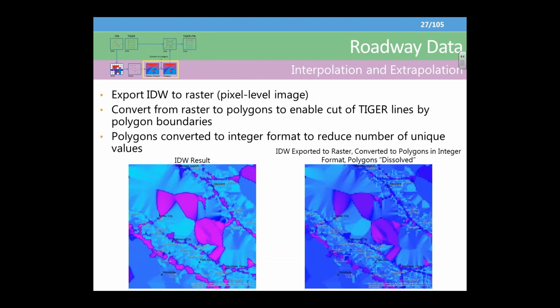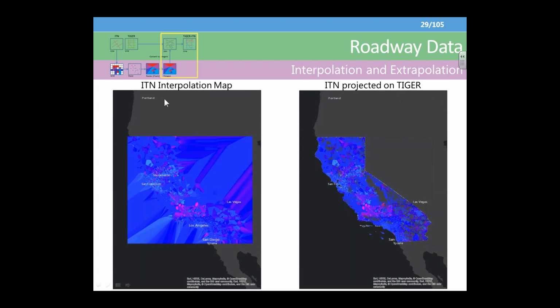All right. So here is the result of that interpolation, that image file that I had mentioned, and then this is the result on the right once we turn that into geometries that can actually cut the Tiger data, and we project it down onto the Tiger data.